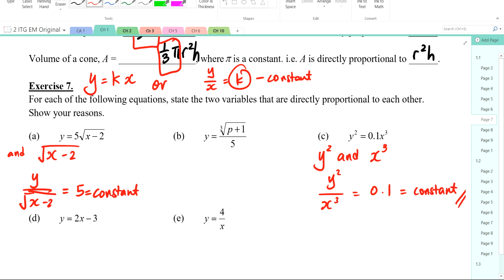Part B. What are the two variables that are directly proportional to each other? We've got y and the cube root of p plus 1. Okay, these two are directly proportional. Why? Because when you take y divided by cube root of p plus 1, you get 1 over 5, which is a constant. Yes?